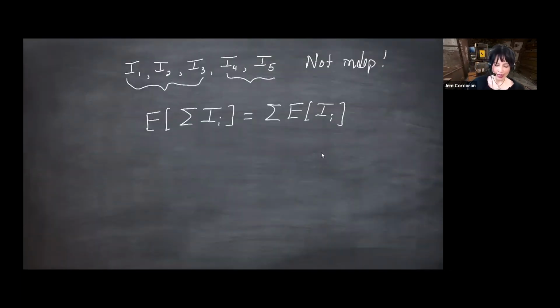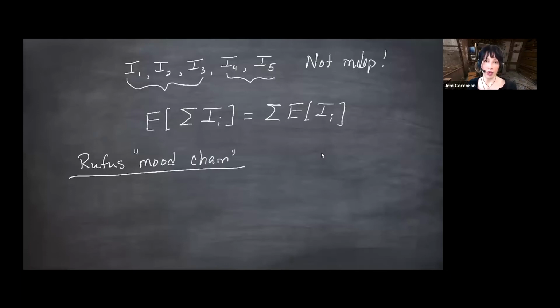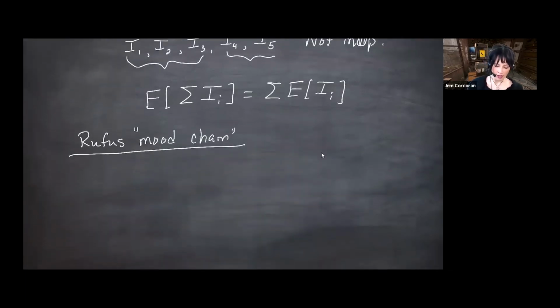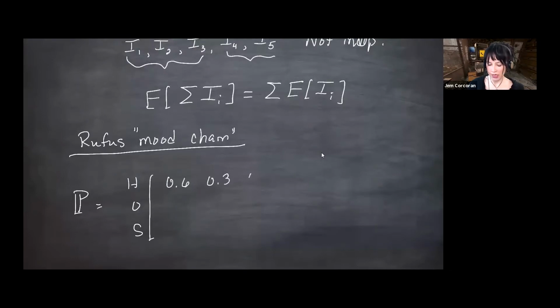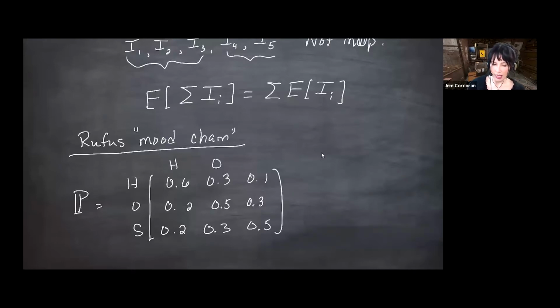Okay, so we had the Rufus mood chain. Rufus was my dog, and he was in one of three states each day: happy, just okay, or sad. We had a probability transition matrix for happy, okay, and sad that looked like 0.6, 0.3, 0.1; 0.2, 0.5, 0.3; 0.2, 0.3, 0.5. So happy, okay, sad.